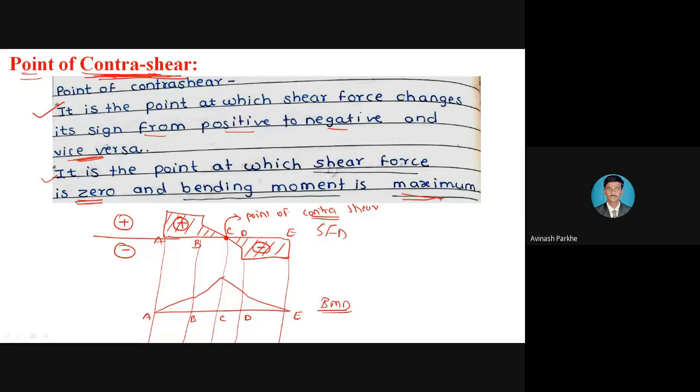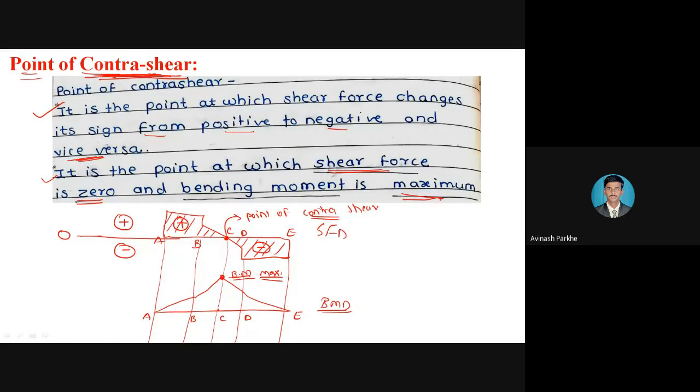Then second, it is the point at which shear force is 0. This is the 0 line. At this particular point C, shear force is 0, but at the same point the bending moment is maximum. बघा इन बेंडिंग मोमेंट डायग्राम मध्ये तुम्हाला दिसतंय पॉइंट सी ला काय तुमचा शेअर फोर्स 0 आहे, पण तोच पॉइंट जर आपण खाली बेंडिंग मोमेंट डायग्राम मध्ये जर बघितला पॉइंट सी, तर त्या सी पॉइंटला तुमचा बेंडिंग मोमेंट काय असतो, मॅक्सिमम असतो. त्यामुळं परत ह्या पॉइंटला आपण पॉइंट सी ला आपण काय म्हणतोय, पॉइंट ऑफ कॉन्ट्रा शियर.